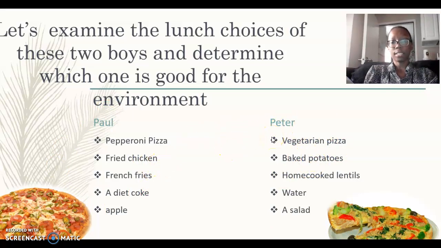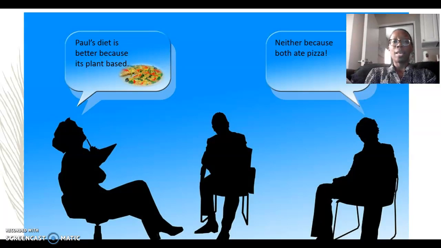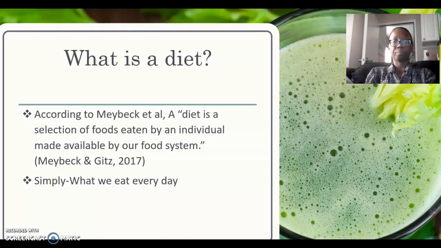They're basically eating the same thing. Both of them are eating pizza, both of them are eating some form of potatoes, both of them are having some form of vegetables. So is it really, when we think of the environment, that Peter's diet is actually superior to Paul's diet? As I said, some of us may say Peter's diet is better because it's plant-based. Others may say no, both of them eat pizza. So these are some of the questions that we hope to answer by the end of this presentation.